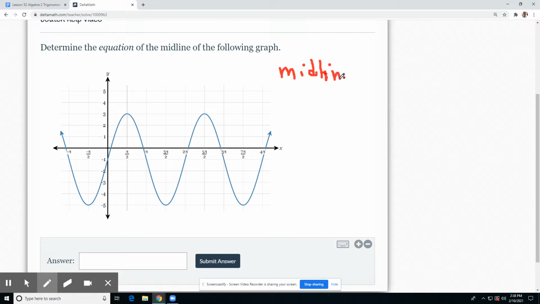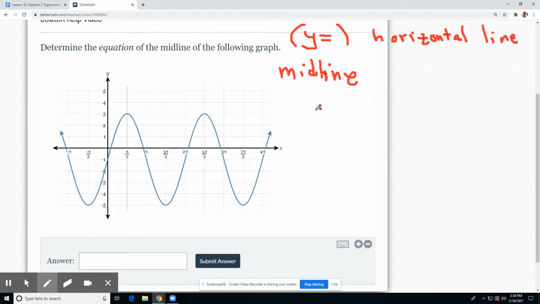Midline, number one, it's going to be some sort of y equals equation. So keep that in mind. It's y equals some number, and that's going to cut through. That's a horizontal line, right? So it cuts through horizontally.